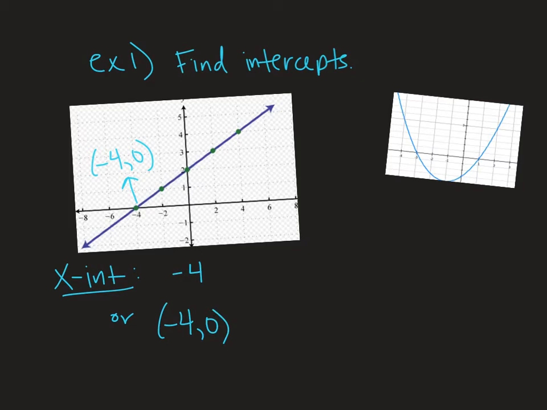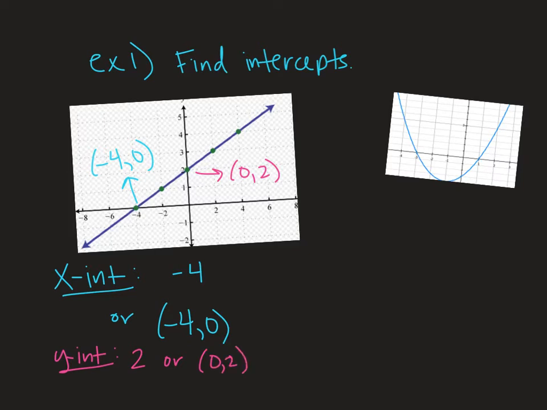Then our y-intercept is where our line hits the y-axis, which we can see is at 2. And we can see that that is the coordinate point 0, 2. And x is 0 there because it's the y-intercept. So we can write that in two different ways. Similarly, we can say that the y-intercept is 2, or we can say that it's the coordinate point 0, 2.